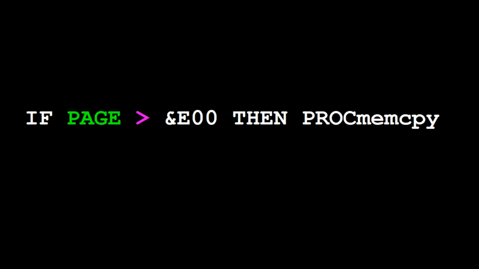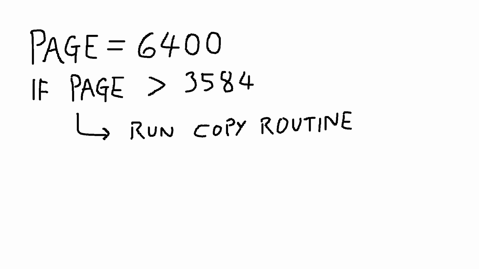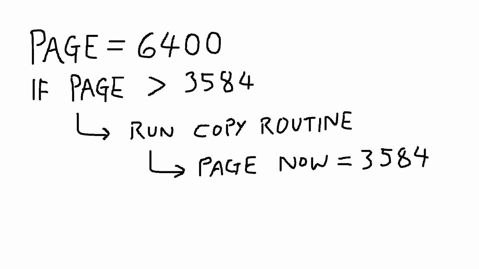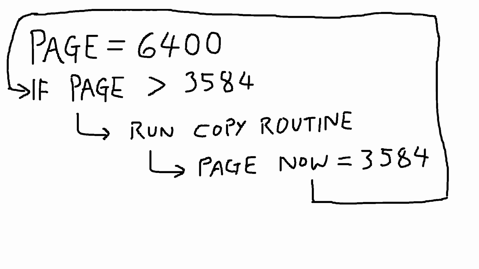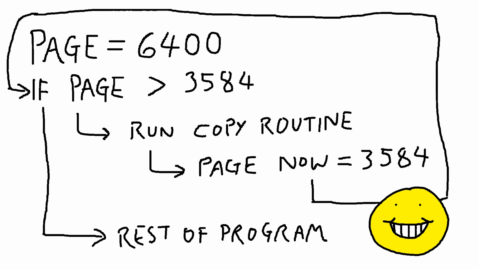page value is greater than the memory address that we actually want our program to start from. On the first execution, page will be 6400, the default for a disk drive, and so the program will run the memory copy routine and attempt to then run the program again, having copied it. However, at this point the value of page will now be 3584, and so the memory copy routine will not be called, and instead the remaining code of the program, which is of course to say the program itself, will be run instead. And in this way we avoid an infinite loop of copy routines.